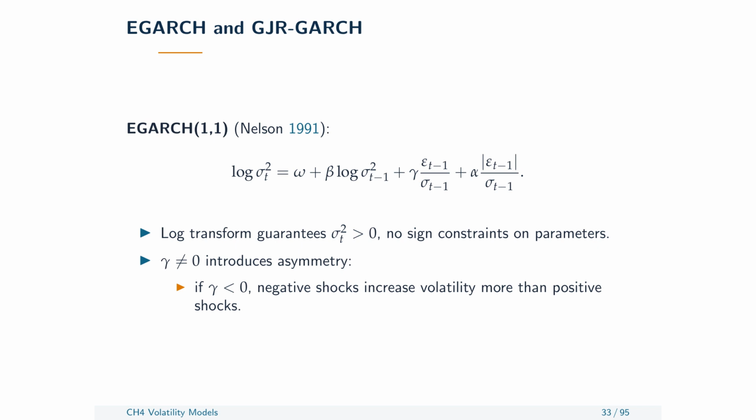So far, our models have used squared shocks, which means they ignore the sign of the news. A positive surprise and a negative surprise of the same size push next period's variance up by exactly the same amount, but equity data often tell a different story. A drop tends to raise future volatility more than an equally large rise.